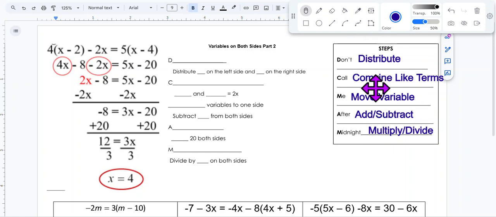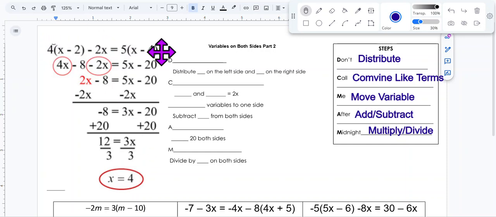That should say combine, not combine. I don't know what happened there, but that should be a B, not a V. But distribute, combine like terms, move variable, add, subtract, multiply, divide. Okay, so here's an equation that's all solved for us. We're just gonna go by and show the steps so you can see this, okay?